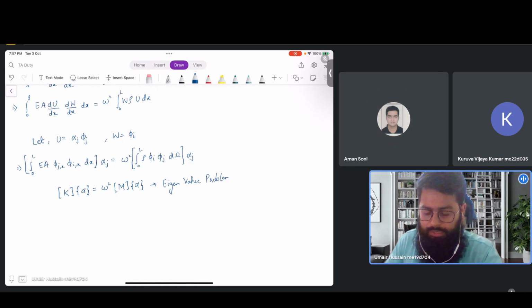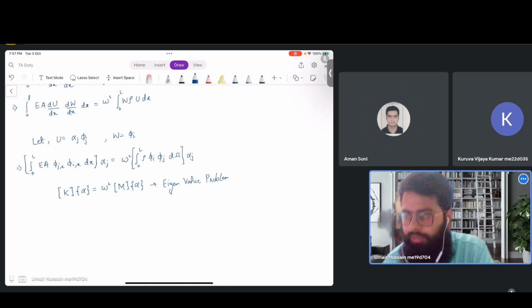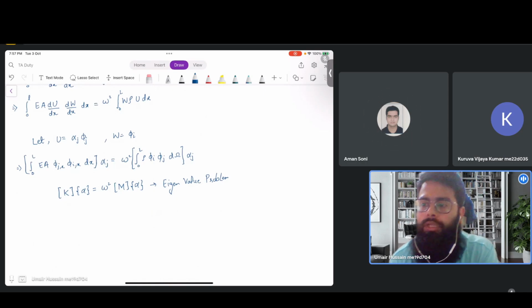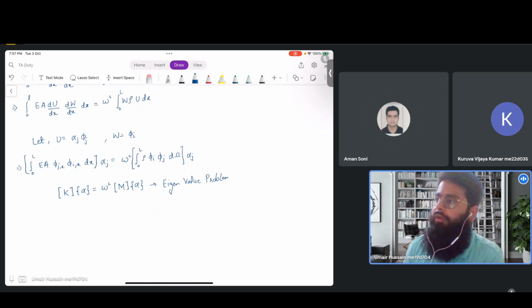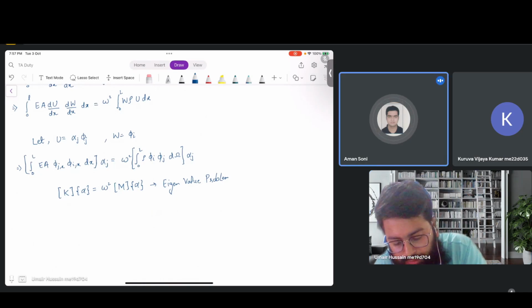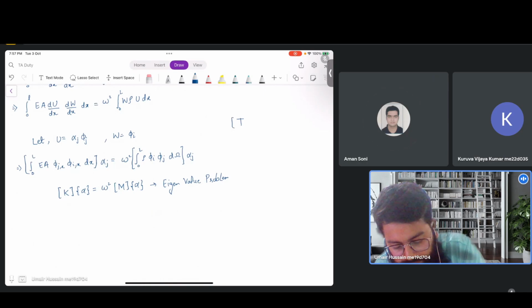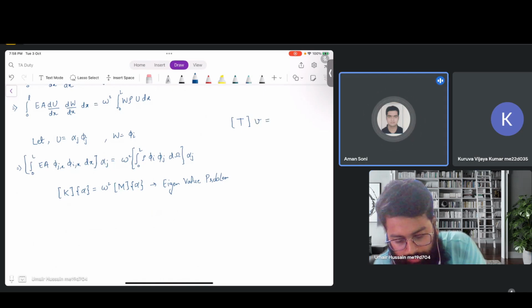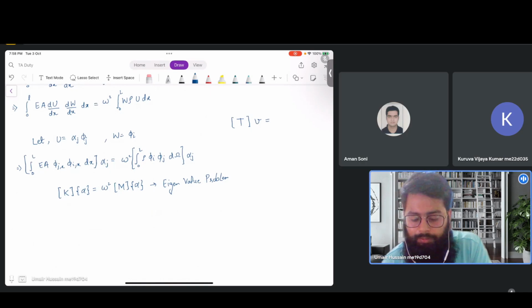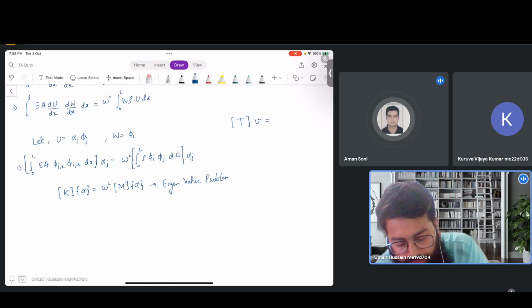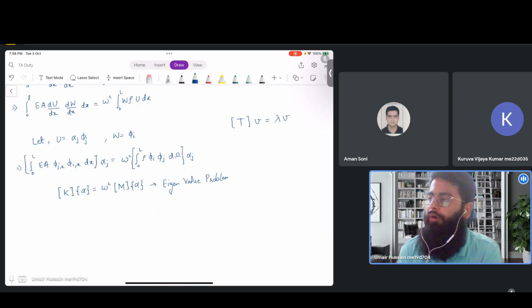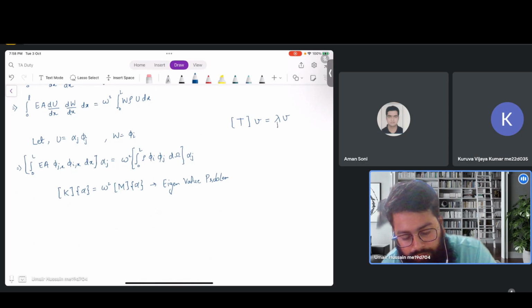So in linear algebra, for any linear transformation there's something called an eigenvector. Suppose T is our linear transformation, which is nothing but a matrix. If this linear transformation acts on any vector V, then for every linear transformation there exists some vector on which, if this transformation is applied, we get some constant times that vector. So this vector is called the eigenvector, and this lambda constant is called the eigenvalue.